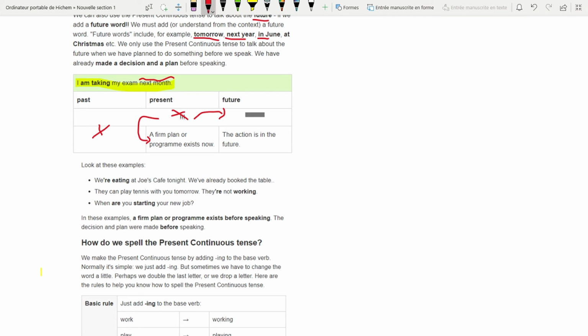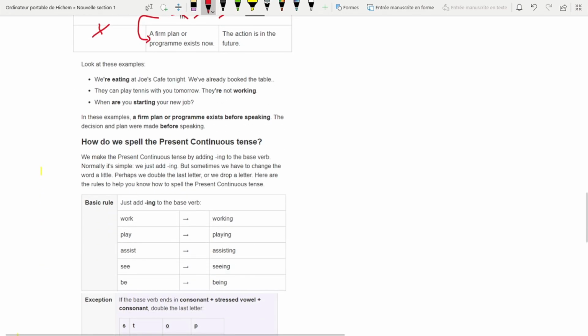If you say, for instance, they can play tennis with you tomorrow, they are not working, which means they are not working tomorrow. Okay? When are you starting your new job? It means soon in the future. In these examples, you will understand that a firm plan or program, if you want, exists before speaking. The decision and plan were made before speaking. This is what I said before.